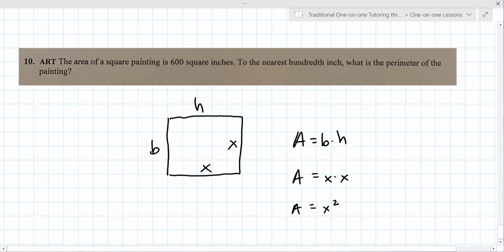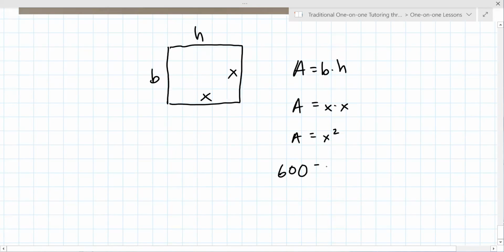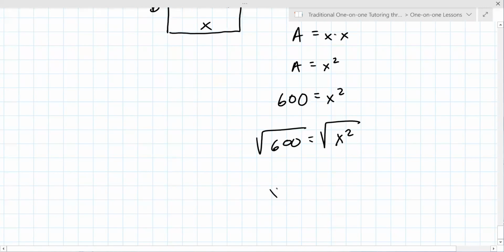What is the area? The area is given right here, 600 square inches. So to undo a square, you use what's called a square root. Okay, so grab a calculator. Okay, I got one. What's the square root of 600? Give it to 3 decimal places, please.